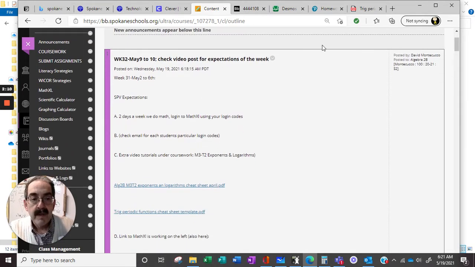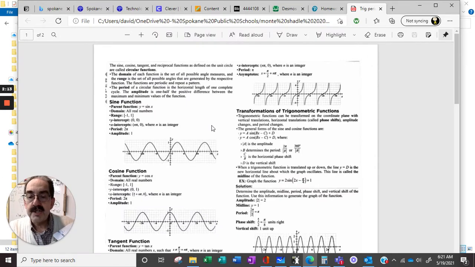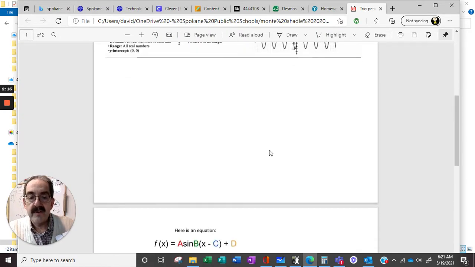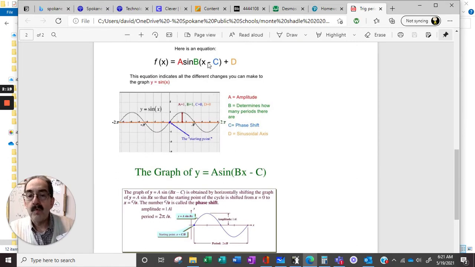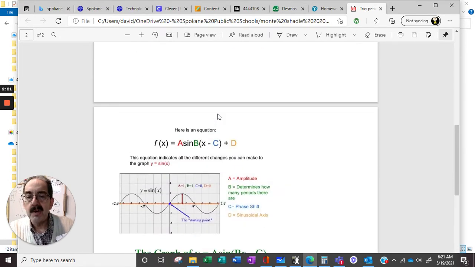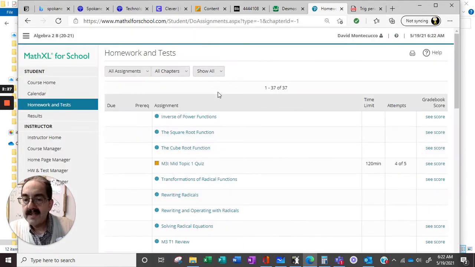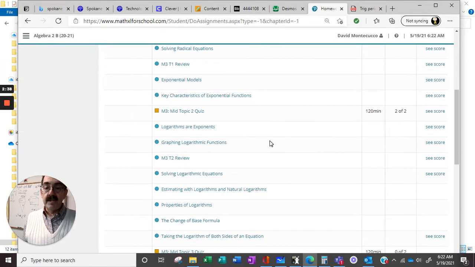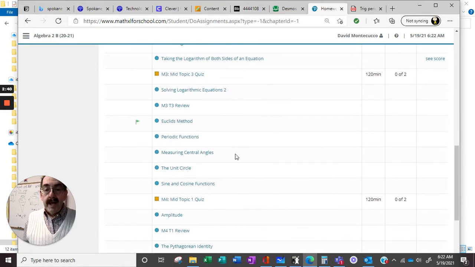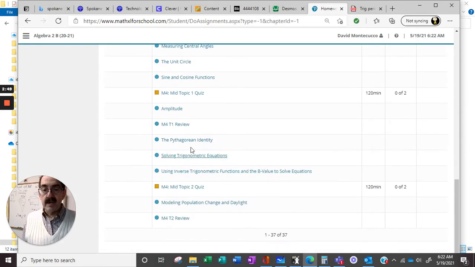I'm going to click on the trig cheat sheet, sine functions, cosine functions, and here is how we write the equation. We're going to end up kind of living here on some of those assignments. So we're going to go to MathXL and homework and tests. Now, this particular video is for the students that finished the square root function, finished the cube root function, you did your exponents, you did your logarithms, and then we're all the way down here into periodic, central angles, the unit circle, sine and cosine, amplitude.